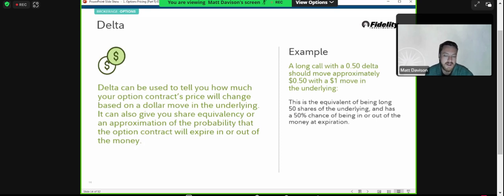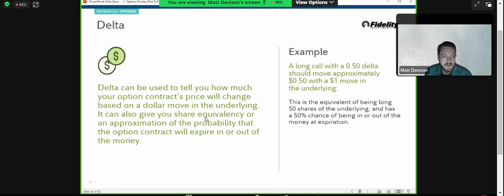And then the other thing that we can use delta for is our approximation of our chance of being in the money by expiration. And I want to make it very clear that when we say in the money, we don't mean making a profit. Those are two different things. Just because your contract at expiration is in the money doesn't mean you made a profit. It needs to be in the money by the amount that you initially paid for the option. If it's not, then you're actually going to lose money, even though you didn't lose it all, right? It's some difference between losing the maximum and actually breaking even on the trade.